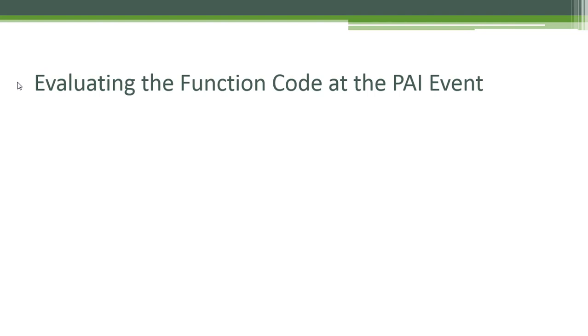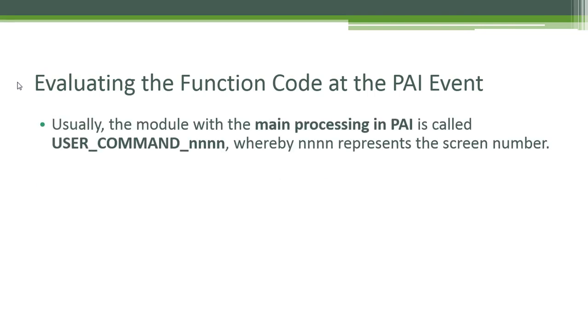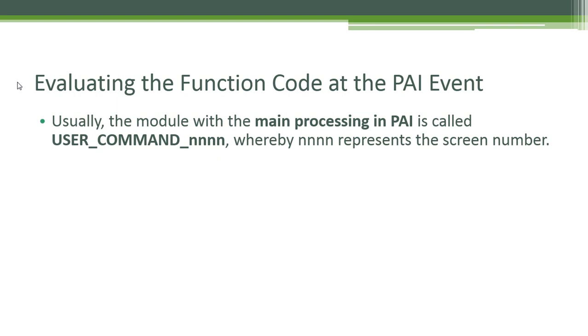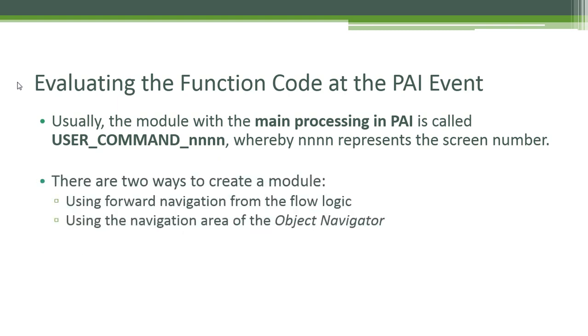Evaluating the function code of the PAI event. Usually, the module with the main processing in PAI is called user_command_NNN, where NNN represents the screen number. There are 2 ways to create a module: using forward navigation from the flow logic, that means double clicking, or using the navigation area of the object navigator, that means right click with the context menu and select create new PBO module or PAI.